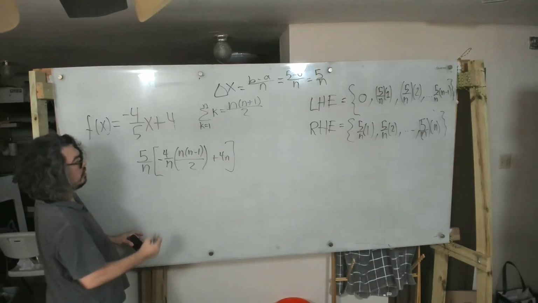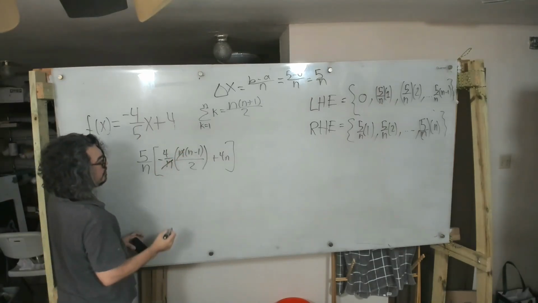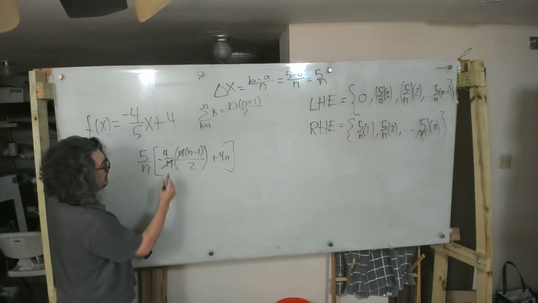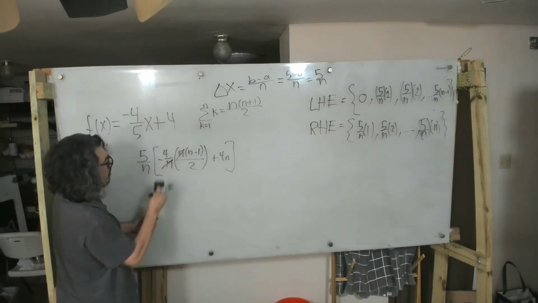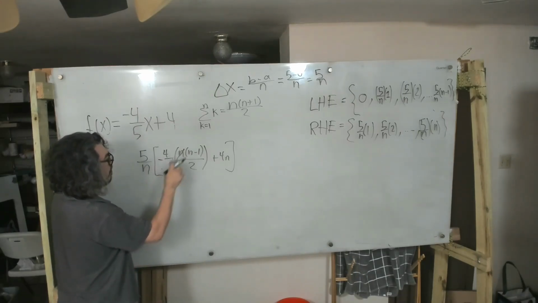Now here, you can see that this will cancel with this, okay? And this will become a 2 here. Well, actually, I don't want to cancel it like this. Let me just rewrite it properly.